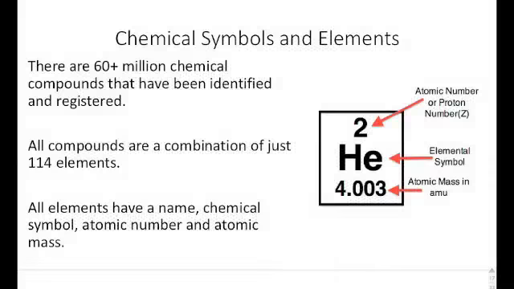In chemistry, we talk a lot about the different elements and the different compounds that can be made from elements. And that's a big part of what we'll actually talk about this year. Now, there are over 60 million chemical compounds that have been identified, registered, and confirmed. From those 60 plus million compounds, they all come from just a combination of 114 elements.